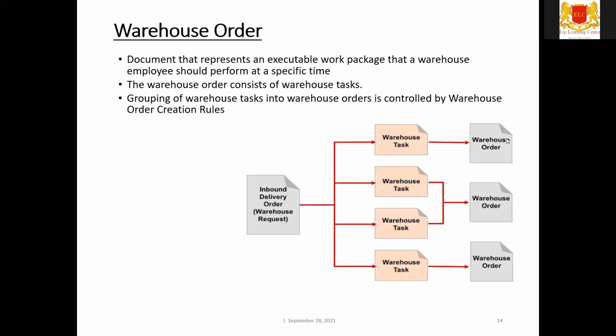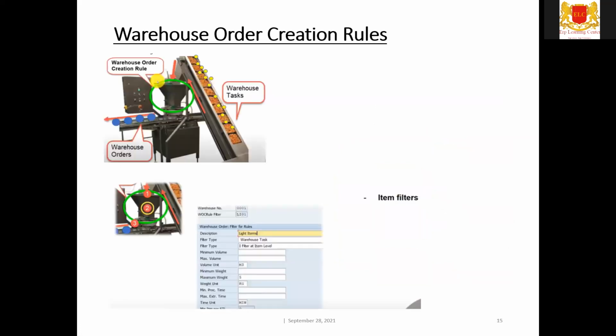And then we have the warehouse order, which is a new concept in the EWM. It is a work package that is given to the employee. It is a kind of big ticket. And the worker is responsible for executing the warehouse tasks which are linked to the order. And the warehouse orders are created based on the warehouse order creation rules.